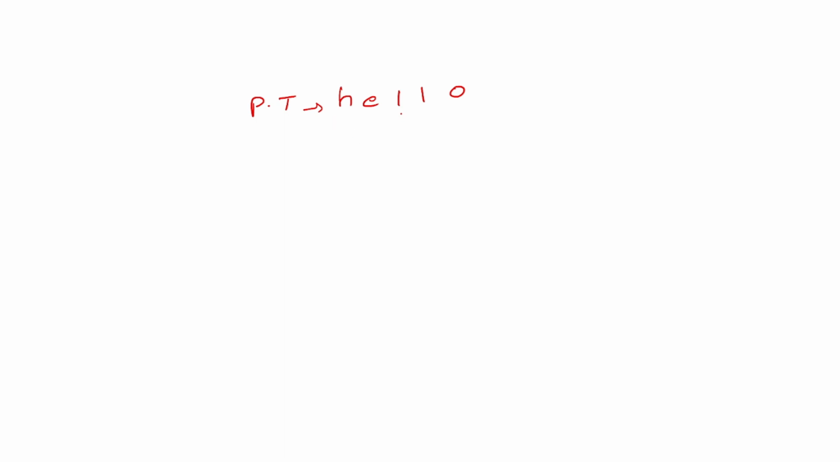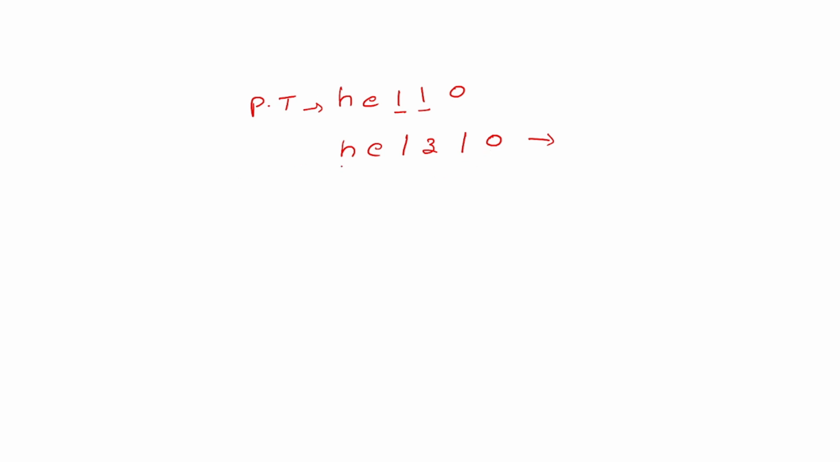We need to check whether two same characters occur continuously. Then we need to insert the bogus character. So I am taking the bogus character Z: L Z L O. And second thing, the number of characters in the plain text must be even. If it is odd, then we need to add the bogus character at the last position to make it even. So it is already even, so there is no need to add the bogus character.